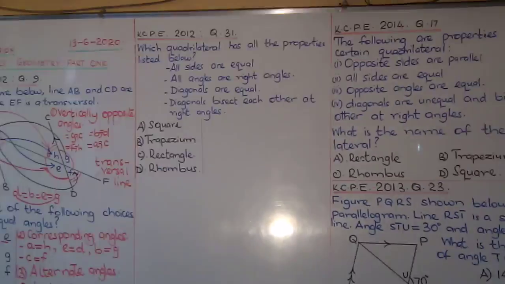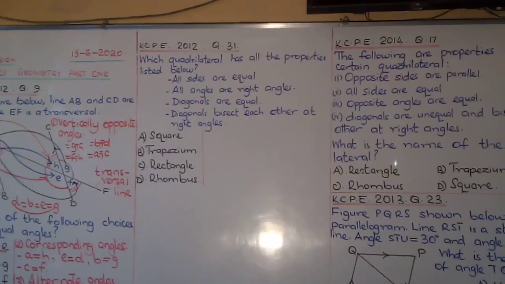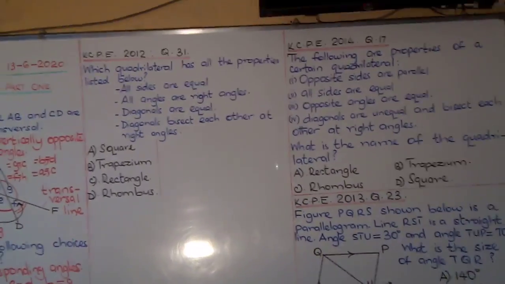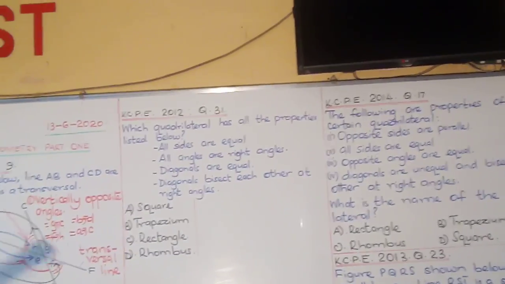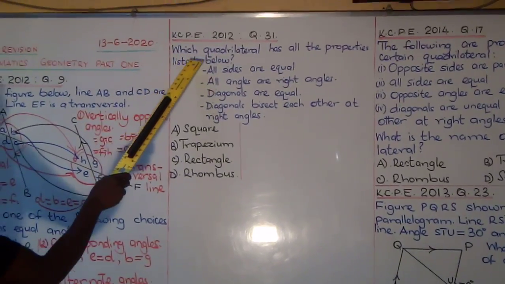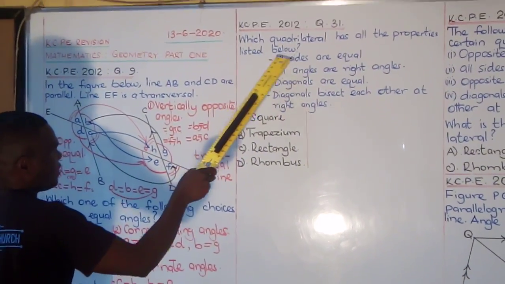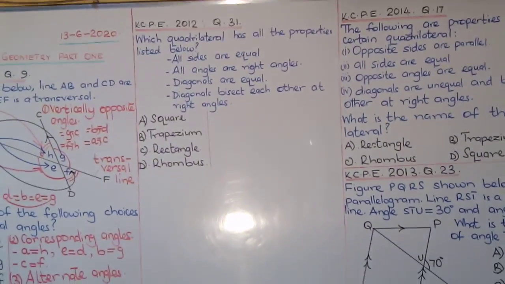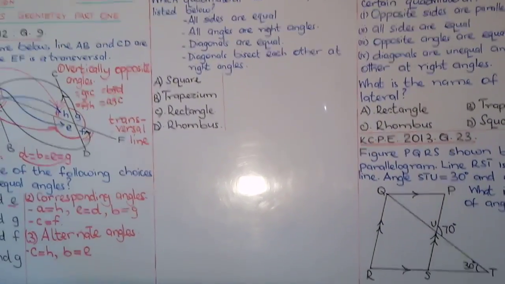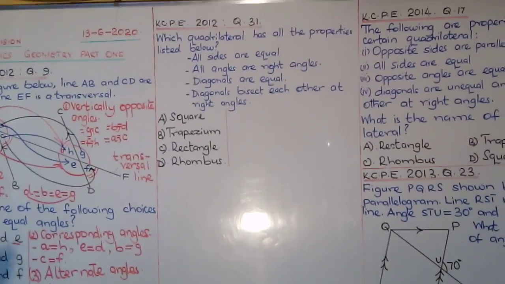Now let's look at 2012 question number 31. How does it say? Which quadrilateral has all the properties listed below? A quadrilateral is a four-sided figure.